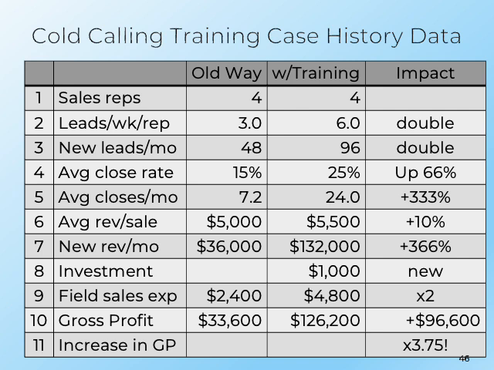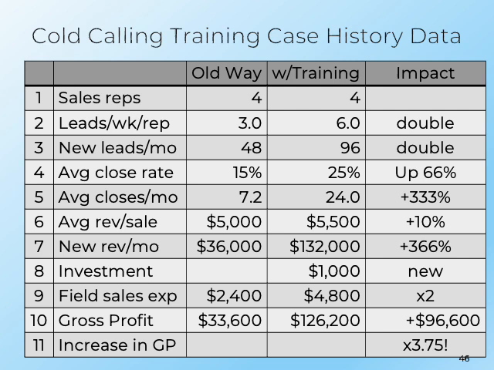And they also, because of their newly improved sales skills, were able to increase their average revenue per sale by 10% from an average of $5,000 per sale to an average of $5,500 per sale, as shown on line 6. As a result of these improvements in sales performance, as you can see, revenue per month went from $36,000 to $132,000, shown on line 7, an increase in sales of 366%, something that we think most businesses would find to be extremely appealing.